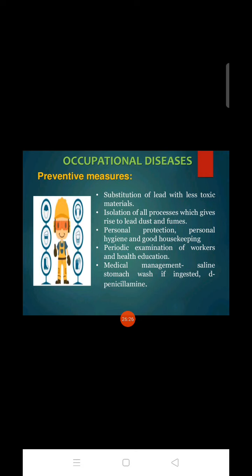What is a preventive measure? Substitution of lead with less toxic material, isolation of all processes which give rise to lead dust and fumes, personal protection, personal hygiene, good housekeeping, periodic examination of workers and health education, medical management, saline stomach wash if ingested, penicillamine.